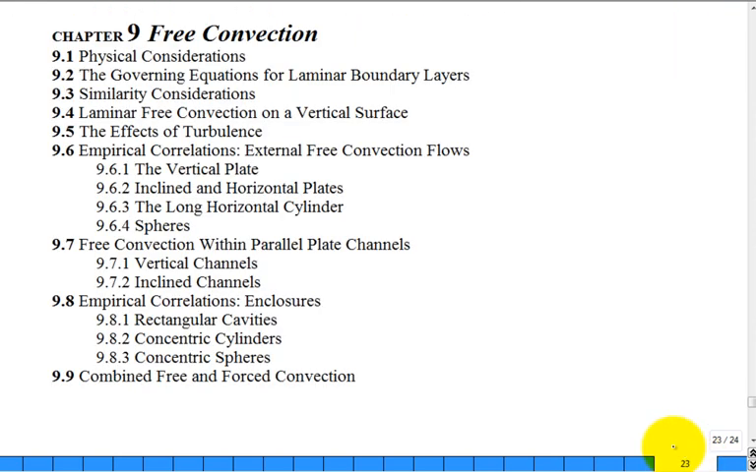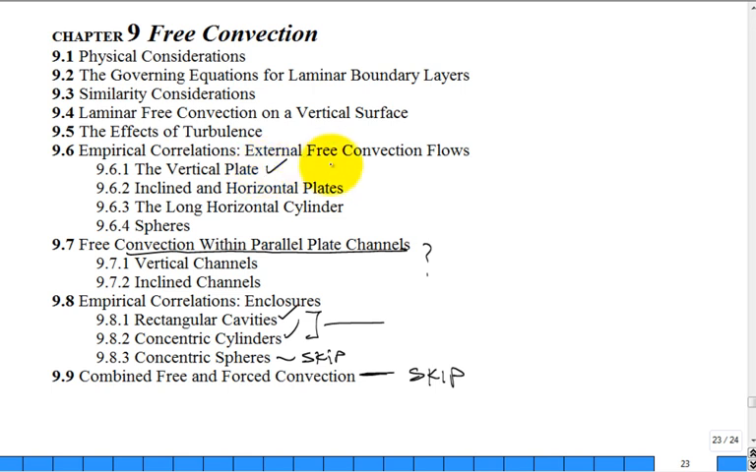Well, with that, I want to say that for combined forced and free convection, skip. Concentric spheres, there's not much there. But cylinders and cavities, we emphasize because they're so practical. You get free convection in parallel plates and channels. If you have that geometry, you look it up. Free convection from a vertical plate, very important. Inclined or horizontal, you just modify the g. A long horizontal cylinder, yes, spheres, etc.